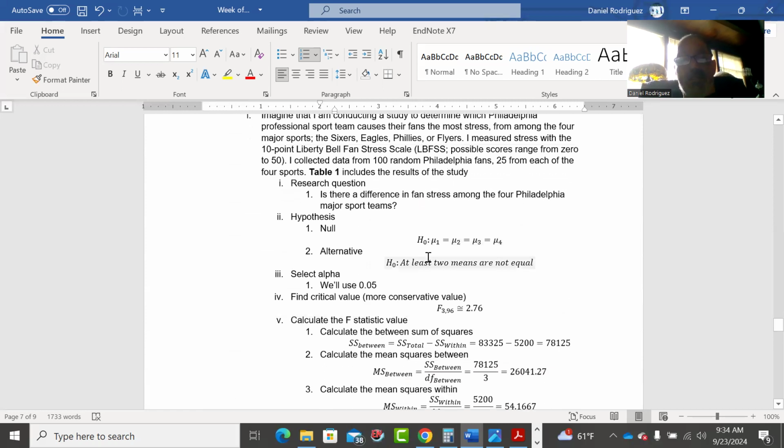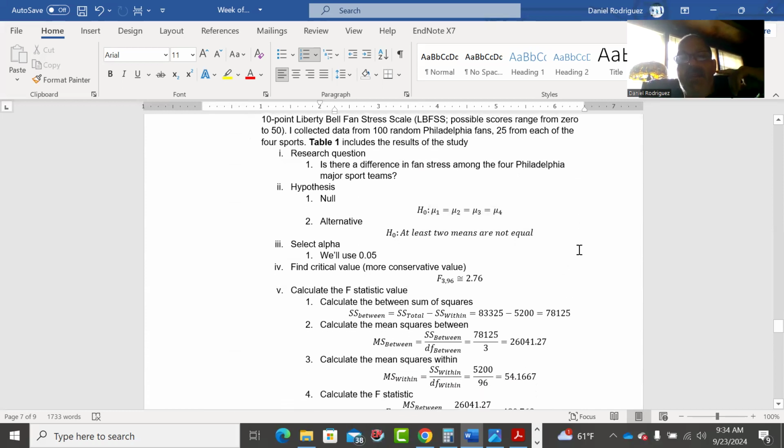Null hypothesis. So this, again, it's an omnibus test. There's four groups. There's four group means of stress. So our null is that the mean in group 1 is equal to the mean in group 2, is equal to the mean in group 3, is equal to the mean in group 4. The alternative is that at least two of the means are not equal, right? So again, it's an omnibus test. It doesn't tell us which groups, but it says at least two of them are not equal.